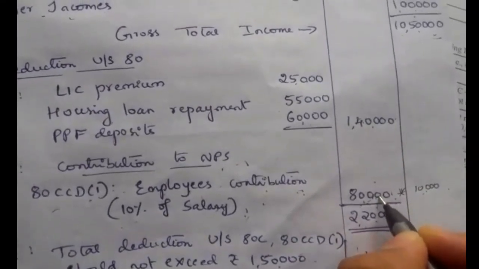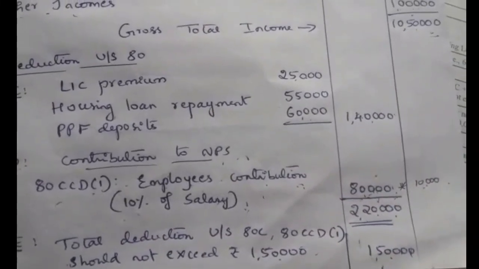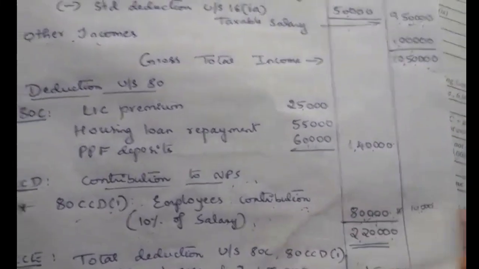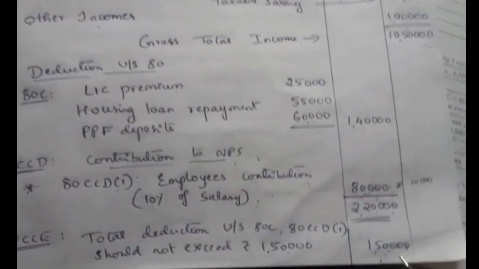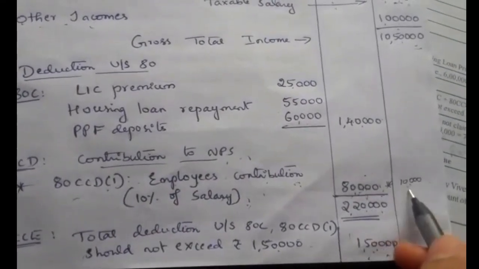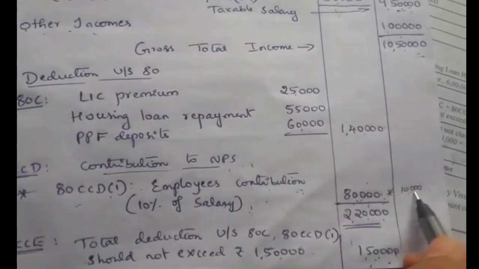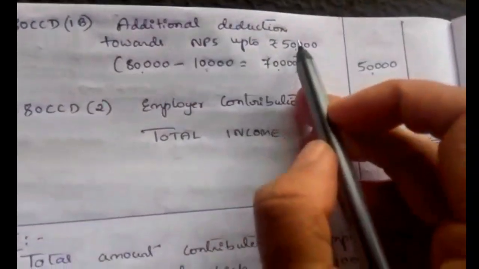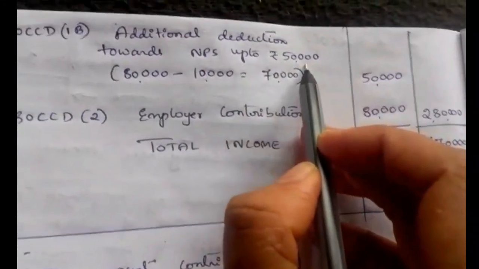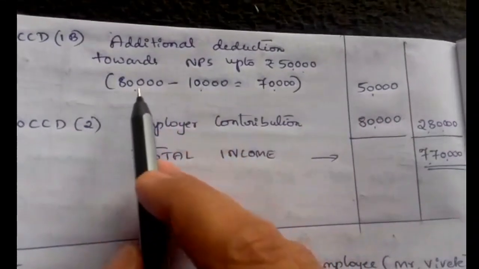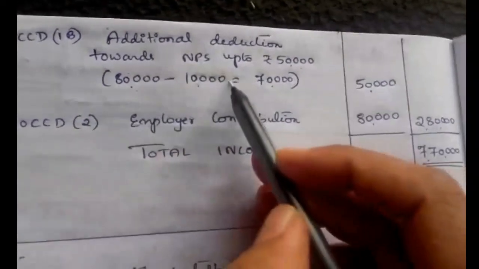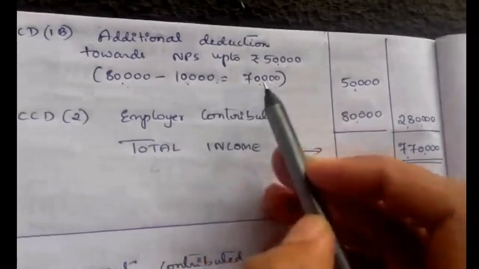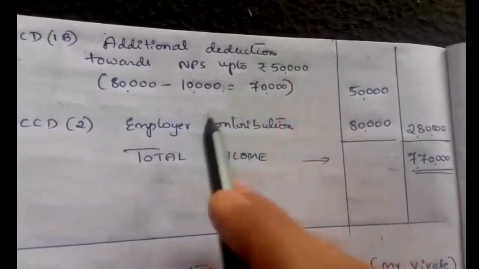Balance how much? 70,000 he couldn't claim because the maximum limit is 1,50,000 here. Of the 80,000, he claimed only 10,000. The balance 70,000 he can claim under 80CCD(1B). So under 80CCD(1B), additional deduction towards NPS up to 50,000 he can claim. So the actual contribution by the employee is 80,000, of which he claimed 10,000 under section 80CCD(1).